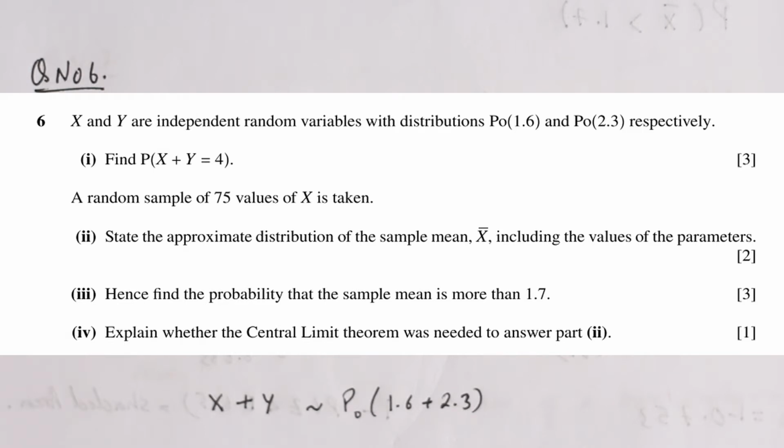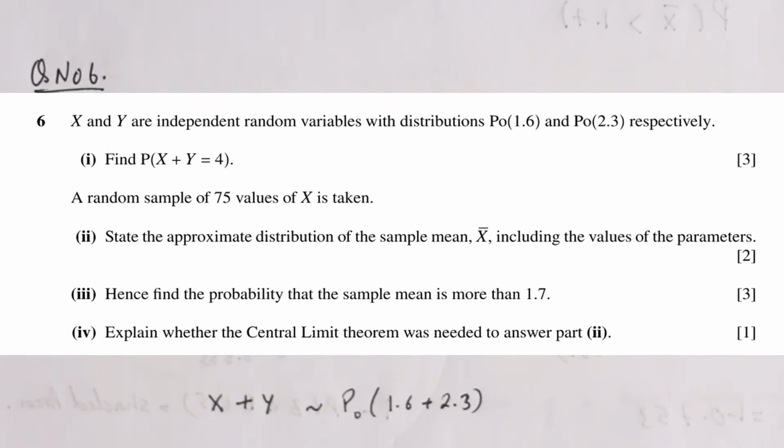In the second question, we are given a random sample of 75 values of X is taken. State the approximate distribution of the sample mean, X bar, including the values of the parameters. Third question, we have to find the probability that the sample mean is more than 1.7. And the last question basically says, explain whether the central limit theorem was needed to answer part 2.